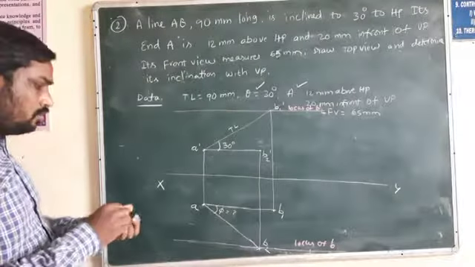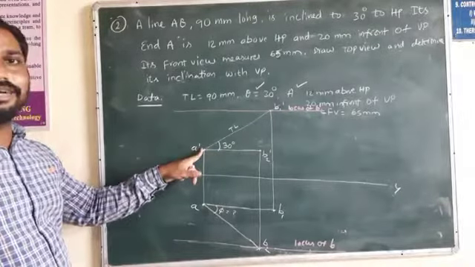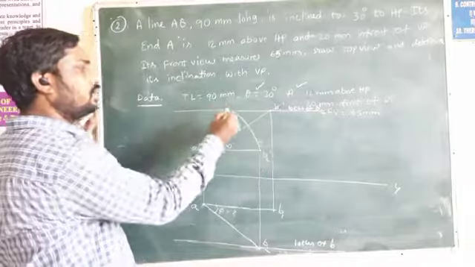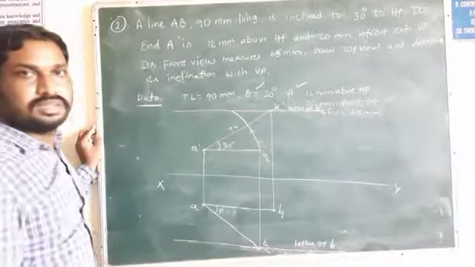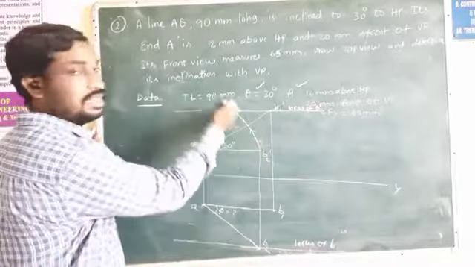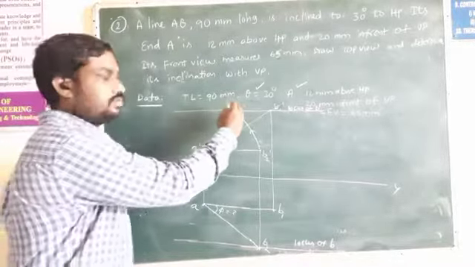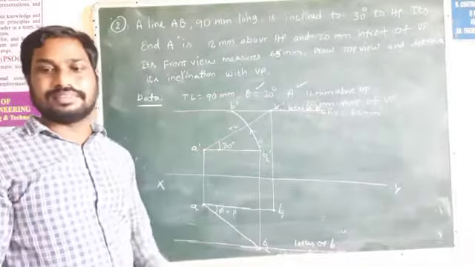Now, to get the final one, how do you get it? Take A dash as center with a compass, take A dash to B2 dash as length, and draw an arc onto the locus line. This is the direction of the arrow. We mark the curve, and we will get the final point. This is B dash. Okay, so this is B dash.